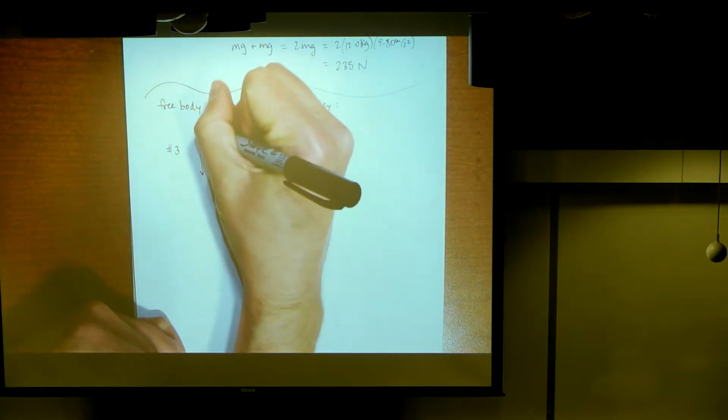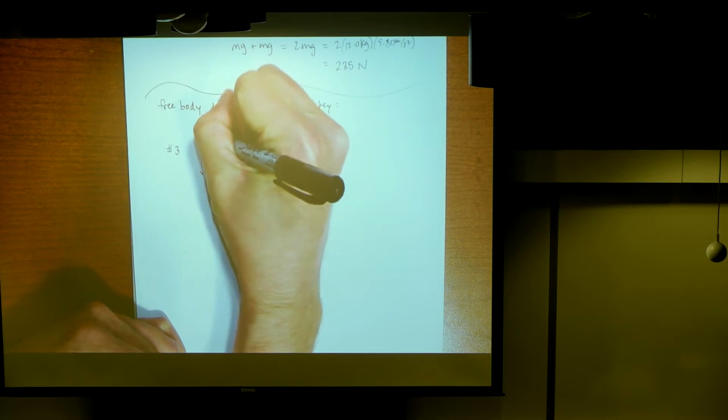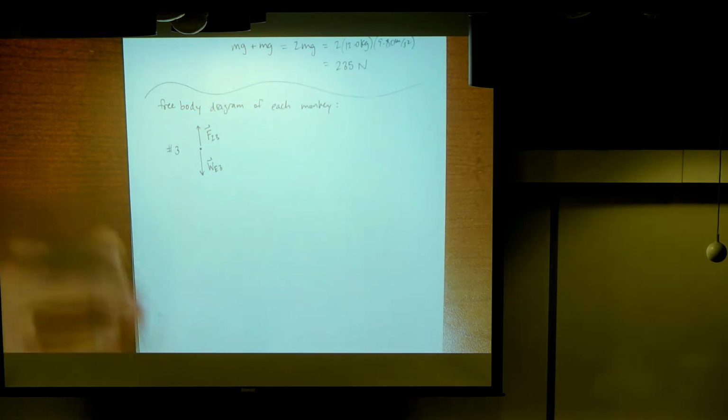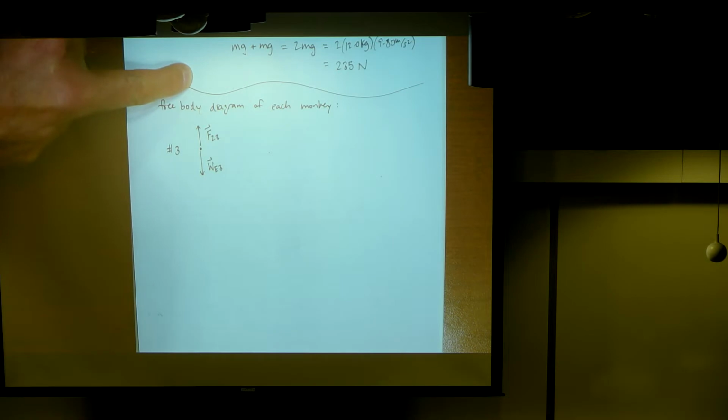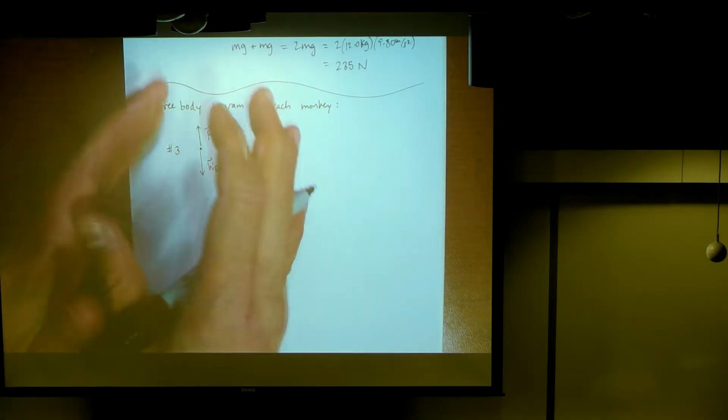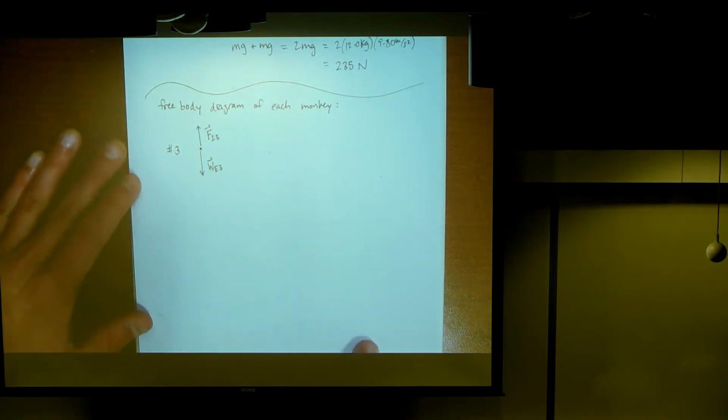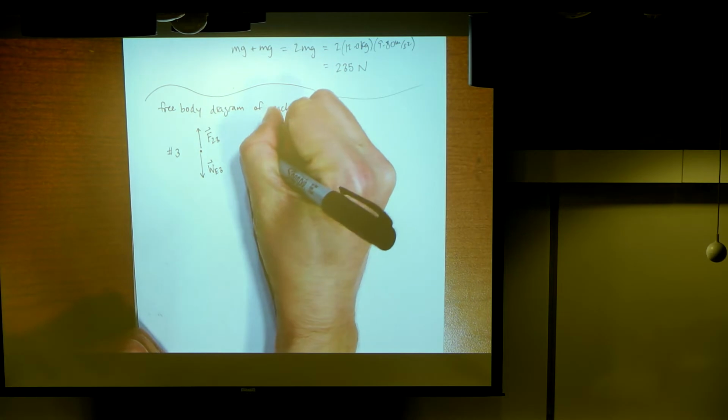So here's what I'm going to call that force. F23. See, monkey number 2 is up here, and monkey number 2 is pulling up with some amount of force, which I'm calling F23, to keep monkey number 3 in place. Okay. All right, let's do number 2.